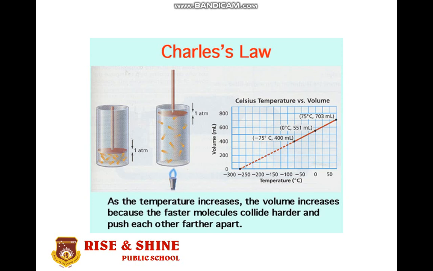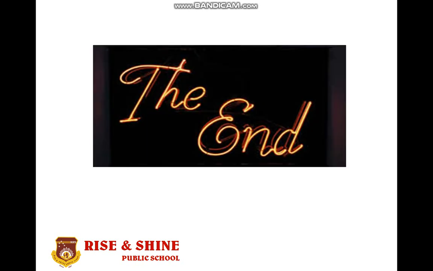straight line. At minus 75 degrees centigrade, the volume is 400 ml, but at 0 degrees centigrade, its volume is 551. This shows that when temperature increases, volume also increases. At 75 degrees centigrade, its volume is 703 milliliters. This also shows that when temperature has increased, the volume also increases. As the temperature increases, the volume increases, because the faster molecules collide harder and push each other further apart.